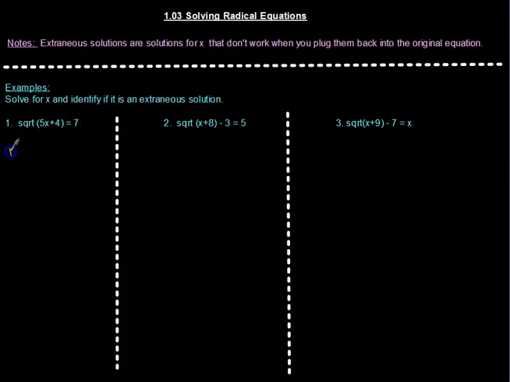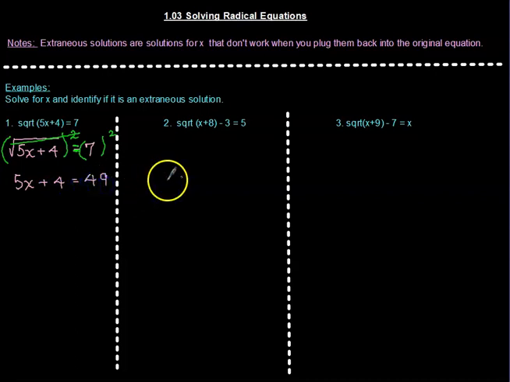So to start off, we're going to solve the square root of 5x plus 4 equals 7. Notice that the x is on the left side of the equal sign, and everything on the left right now is stuck inside of the square root. So to get rid of a square root, we square it. Whatever you do to one side of the equal sign, you do to the other. So this leaves us with 5x plus 4 equals 7 squared, which is 7 times 7, and that gives me 49.